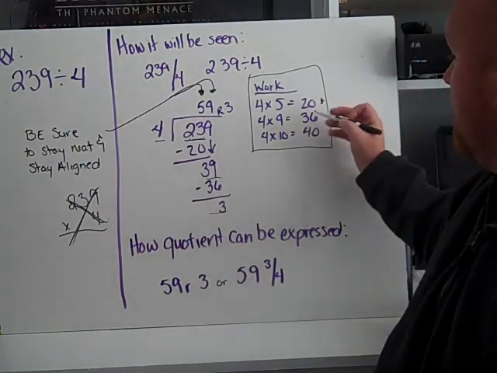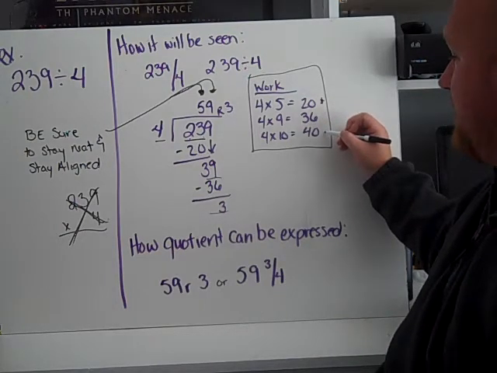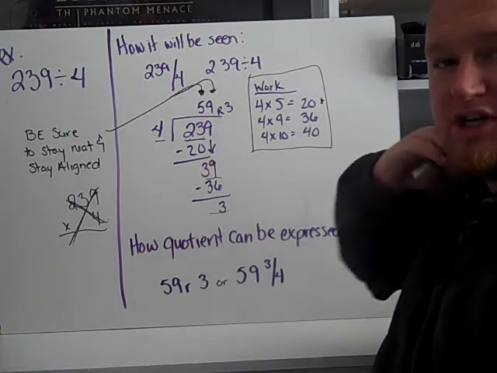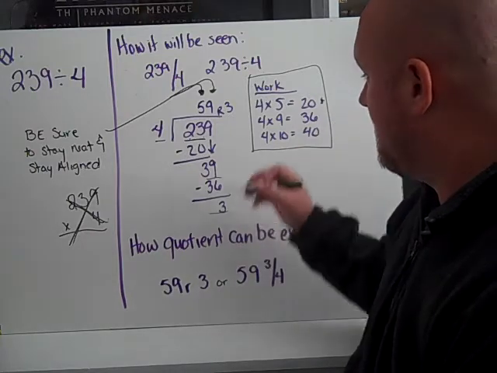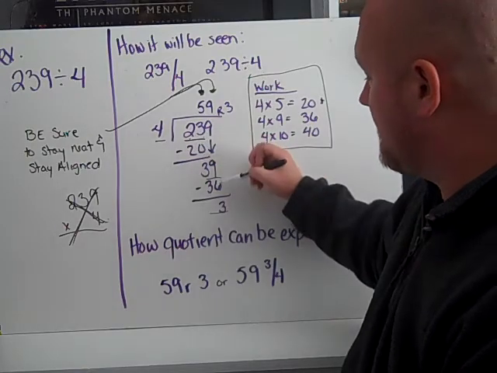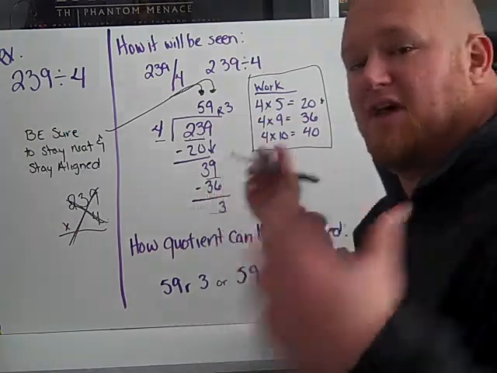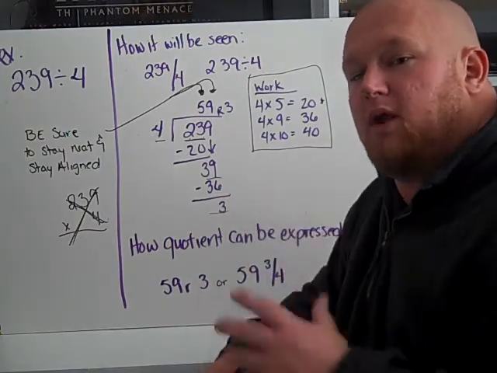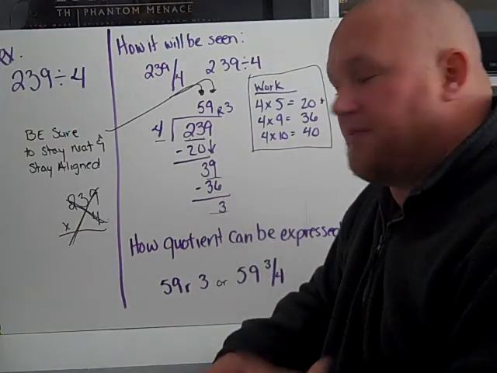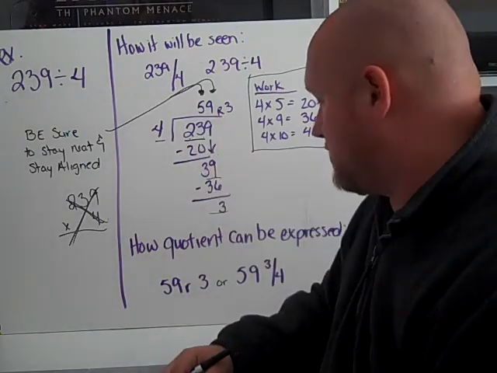4 goes into 39 9 times for 36, but you'll see that I also went 4 times 10 to go up to 40, just to be sure. 4 times 9, I line it up, the last digit I'm looking at. 4 times 9 is 36, I subtract, and I have a remainder of 3 because I have nothing else to go. Now, we're going to look at dividing decimals later. This is just on how to do the standard algorithm for those of you that need a refresher.